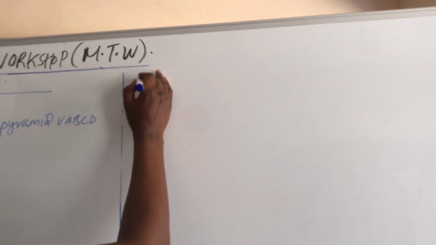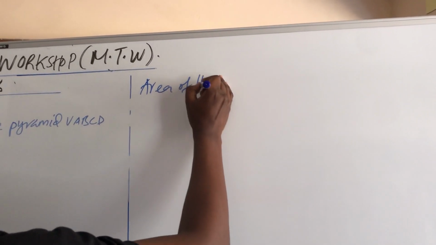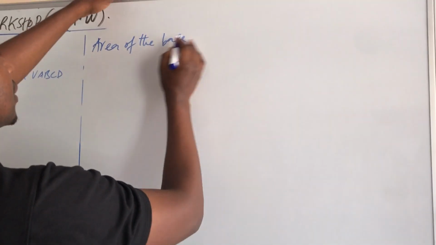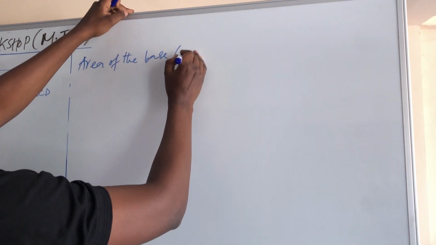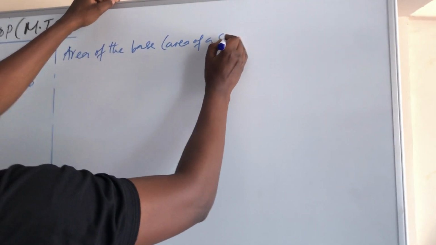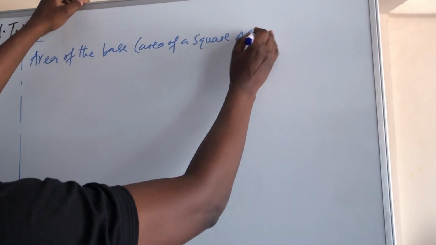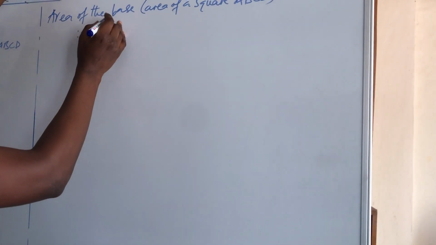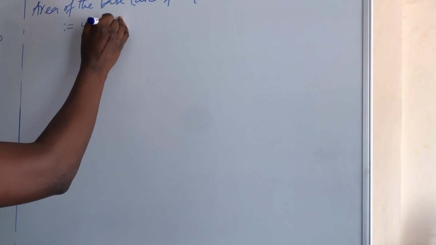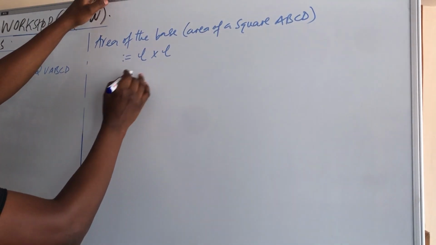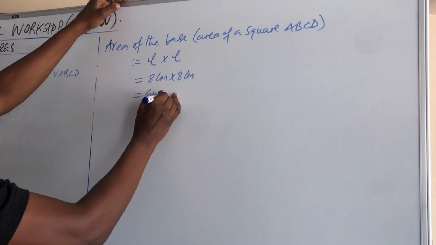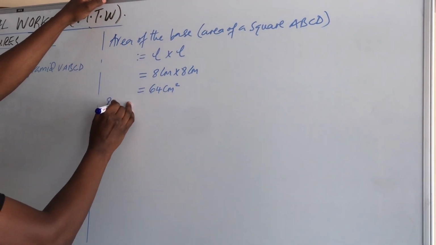We can find, for example, starting with the area of the base, which is a square, area of square ABCD. Now this equals, we know the formula for the area of a square, that is side length times side length. So it will be 8 centimeters times 8 centimeters. So we are going to get 64 centimeters square. That's the base area.